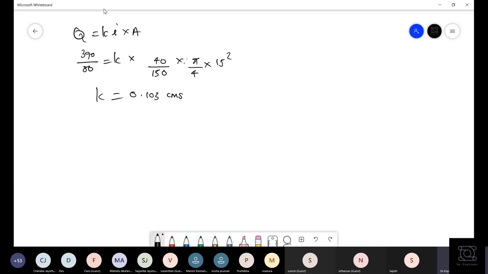That answer is not in the paper. There's no such option, so I think there might have been some issue while printing. This is also from your constant head practical, session 17 in the old book, if I'm right. I don't know the session in the new book.